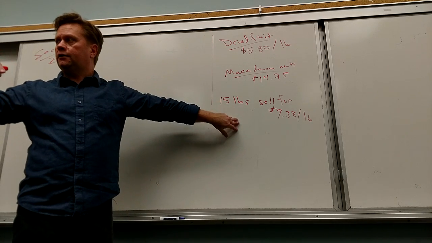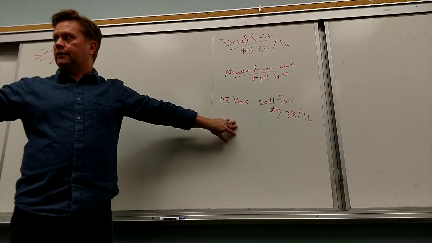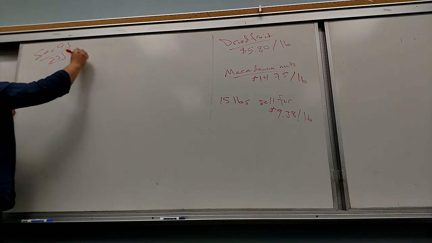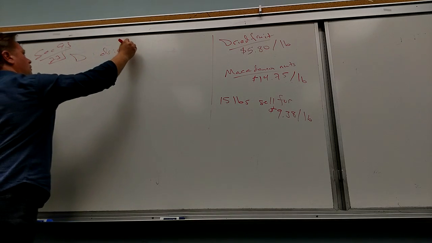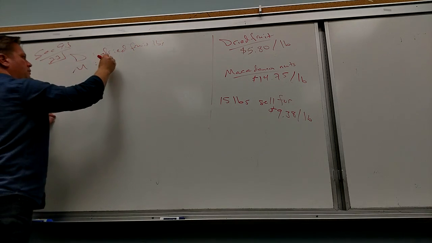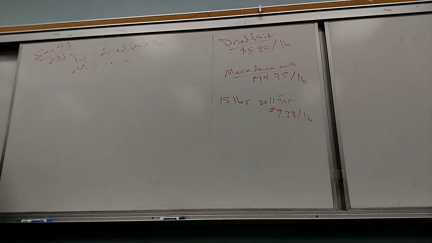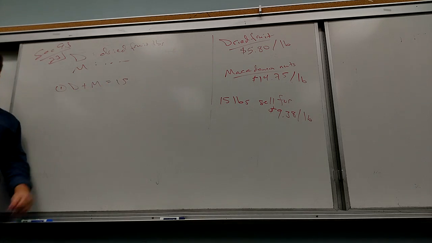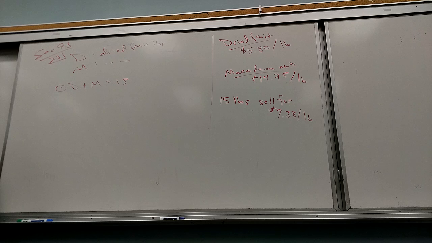I want to end up with 15. Doesn't that give me a really easy formula? Yes, right? So if I call D my dried fruit pounds, and I call, unbelievably enough, M my macadamia nuts, right? You with me? The pounds of macadamia nuts. What's the easy equation I can set up? D plus M equals 15. D plus M is 15. Okay, that much I know. Can anybody tell me which one there's going to be more of?